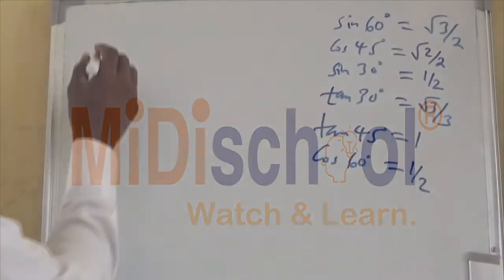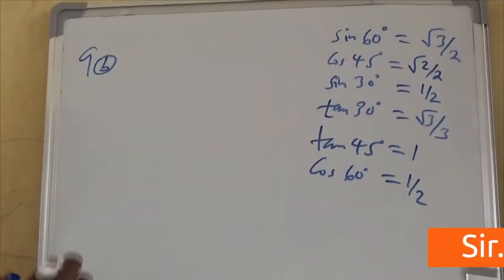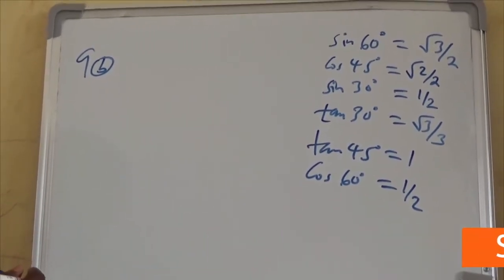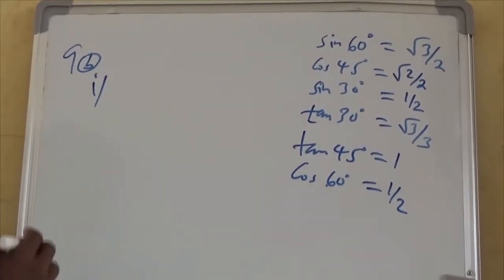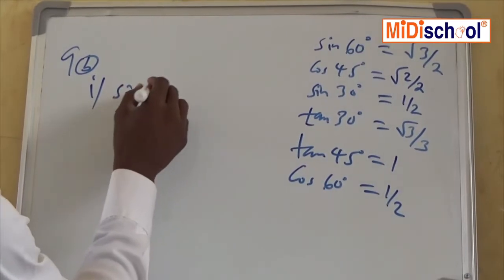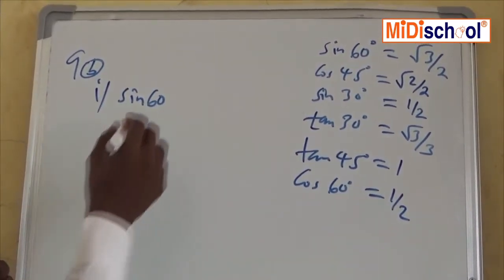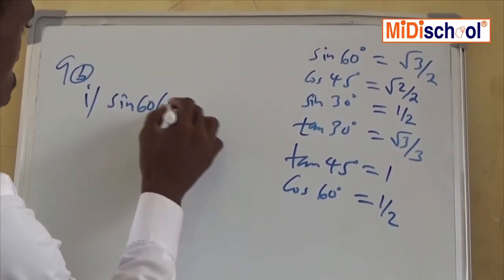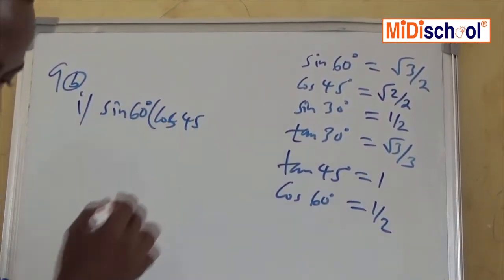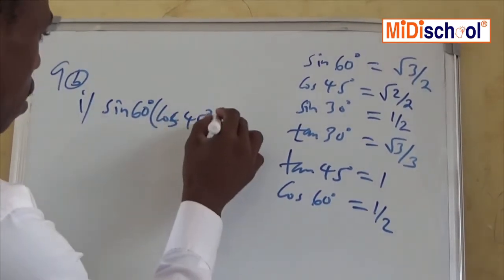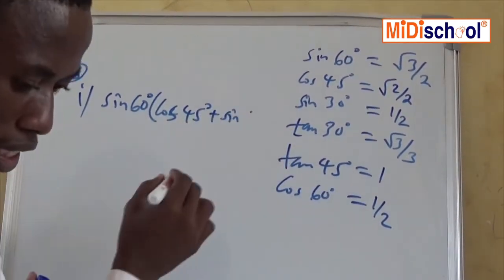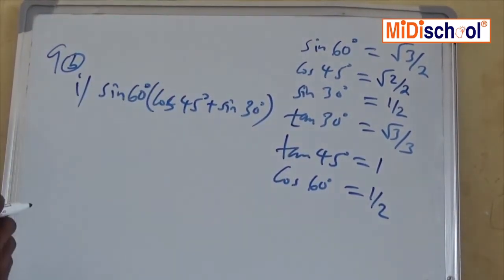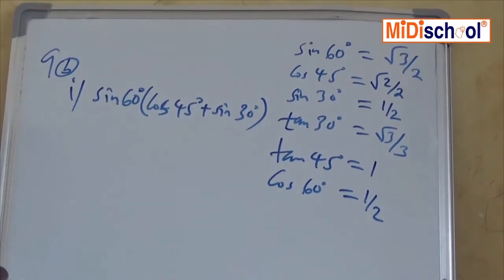So it is question number 9, part B, and the question needs us to evaluate the expression. We are given expression number 1: sine 60 (cos 45 degrees plus sine 60 plus sine of 30). We evaluate this first, and after that we are going to evaluate the second part.